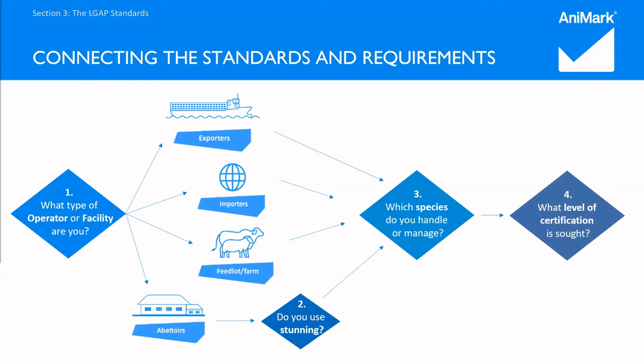Once you've identified your scope of certification, you can refer to the LGAP standards, which specify requirements associated with the scope and activities of operators and facilities. If you look at the LGAP standards holistically and consider what you are currently doing to ensure ESCAS compliance, you should be able to demonstrate conformity with many of the LGAP requirements already.